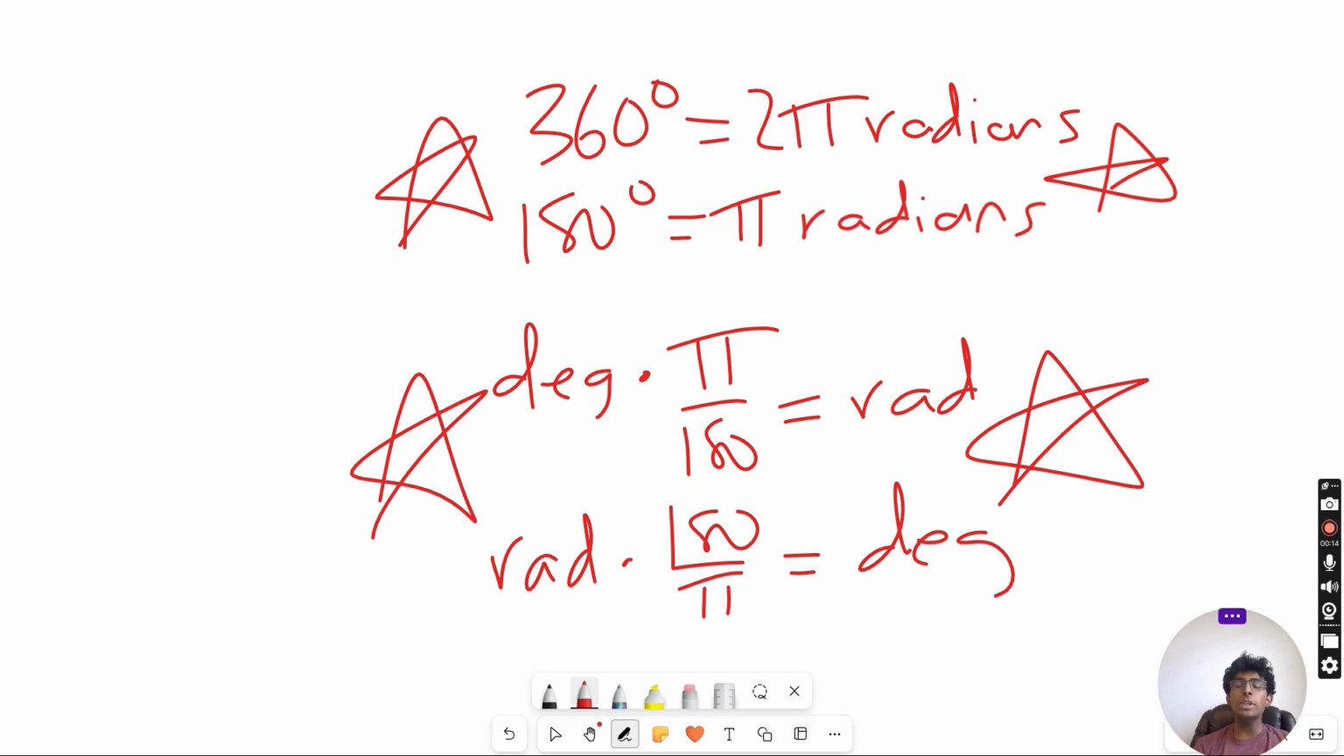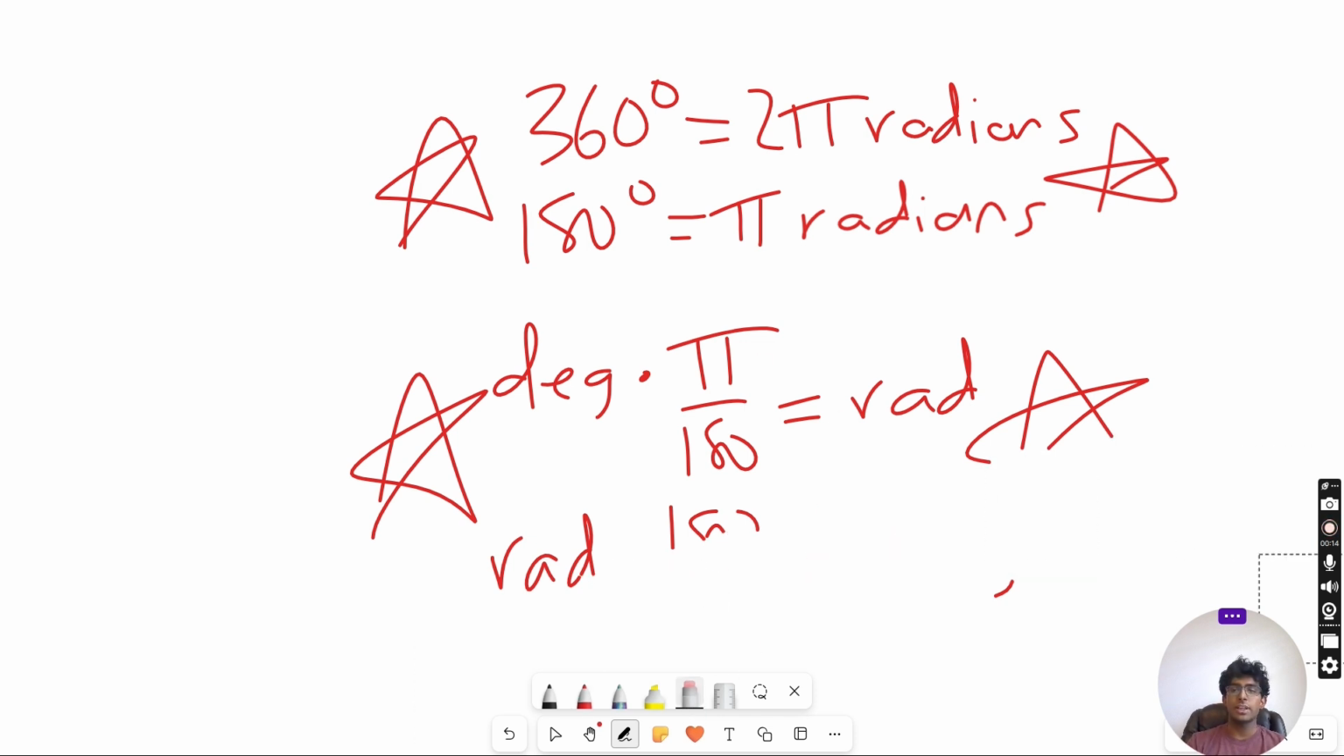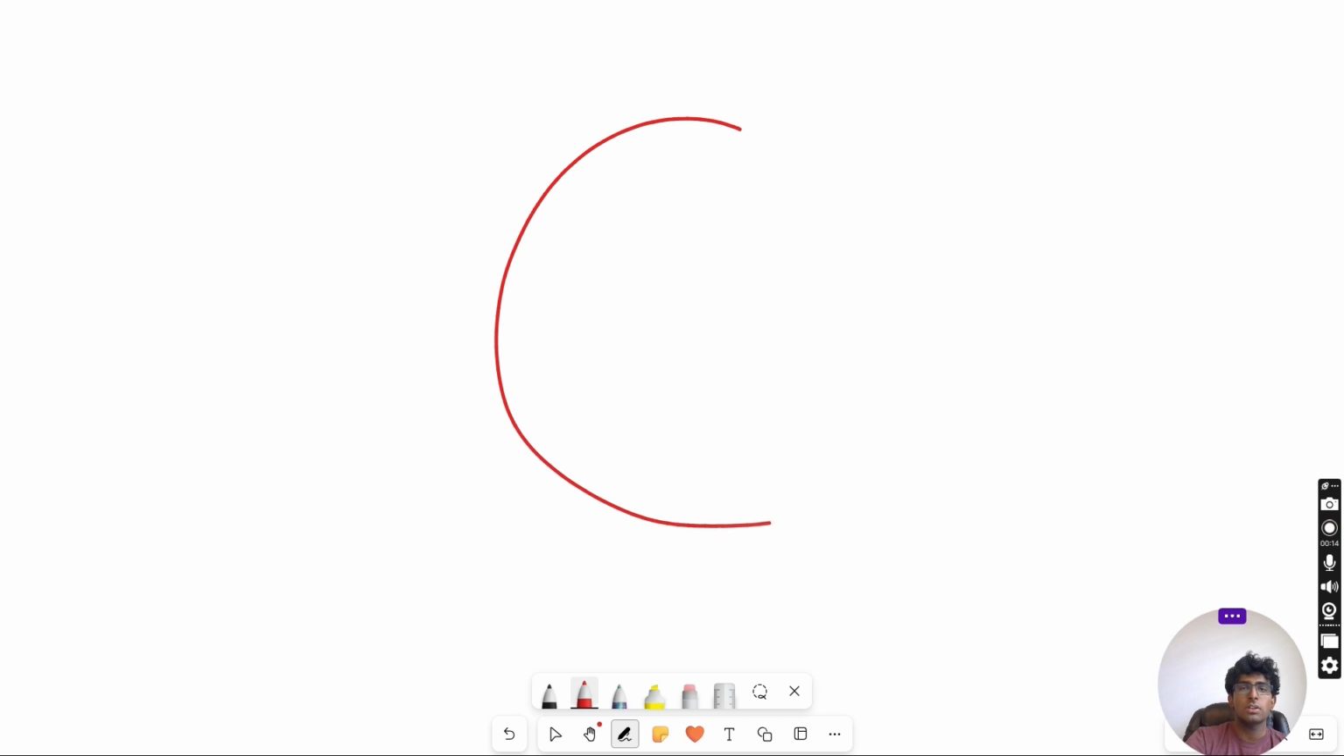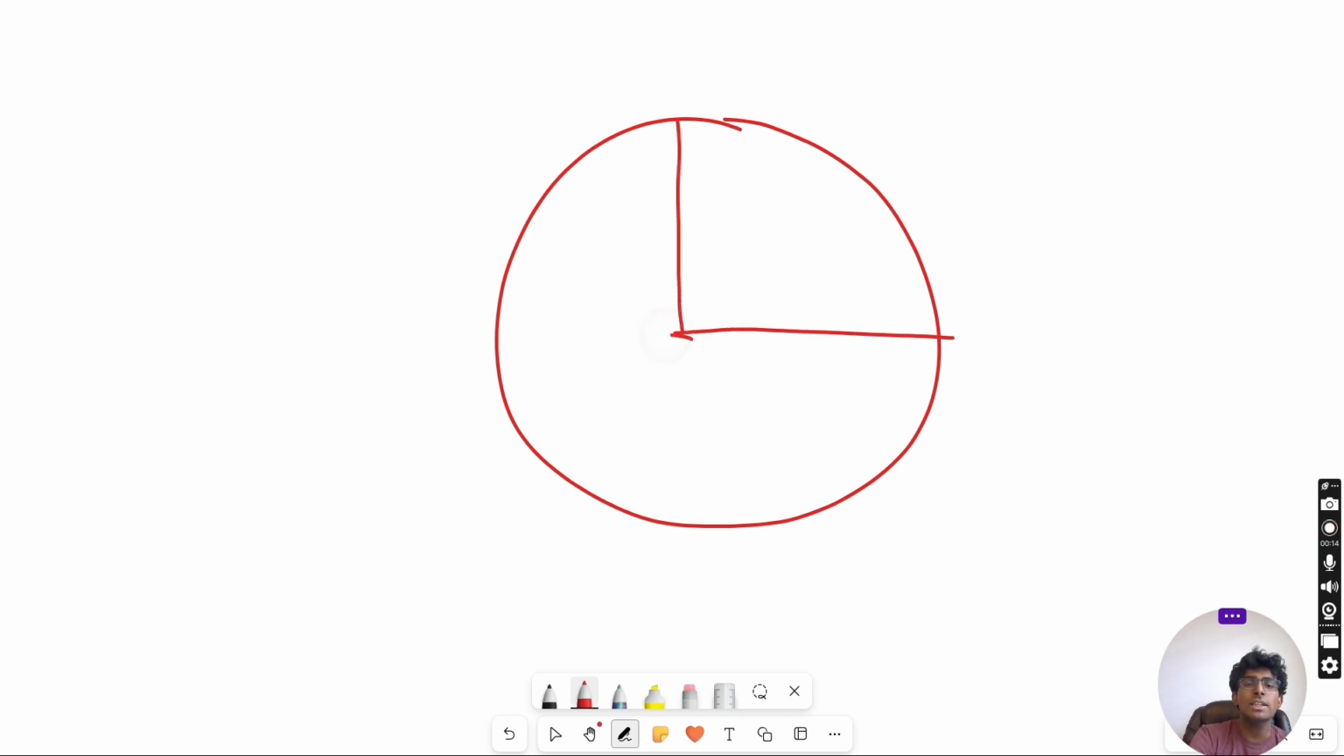So now that we know how to convert between degrees and radians, we're going to talk about the unit circle specifically. So I'm going to go ahead and draw the unit circle. Not a great circle, but that's okay. So we have 0, 90, 180, and 270. Okay, I know this side is a little longer, that's okay. 0, 90, 180, and 270.